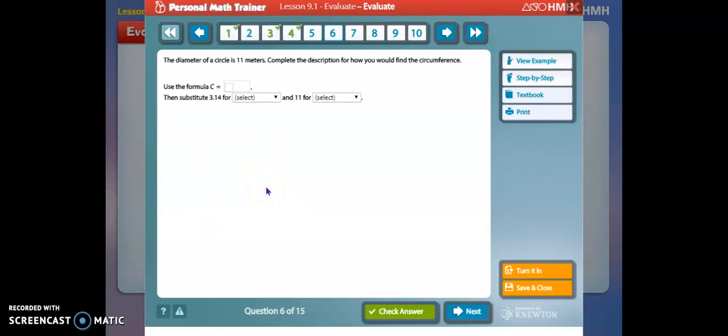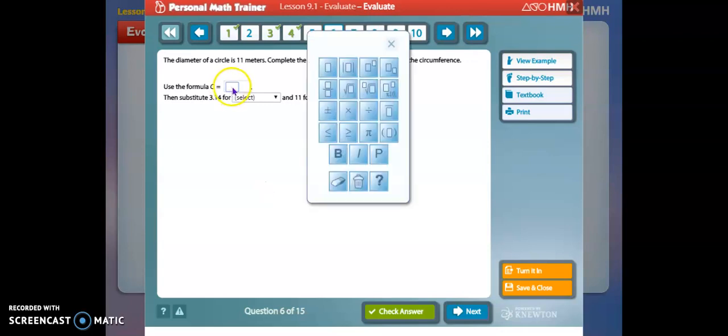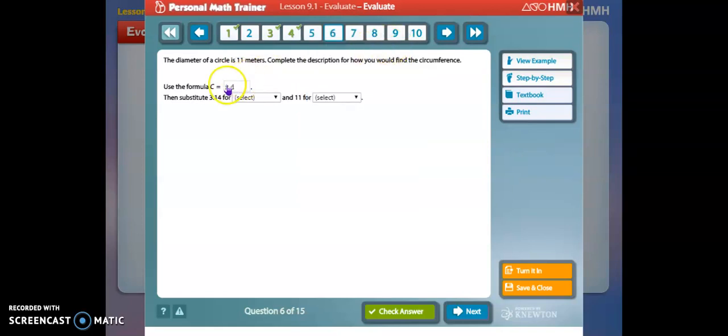I'm only going to do a few more here. This is number 6. It says the diameter of a circle is 11 meters. Complete the description of how you would find the circumference. They're not really looking for anything specific. They just want you to write in the formula we're going to use. So we're going to use pi times d. You're going to use this little button here for pi, and you have to type in a d. That's the formula you want to use. You want to substitute 3.14 in for pi. And 11 is what they told us the diameter is, so we're going to use the diameter. That one's a pretty easy one.